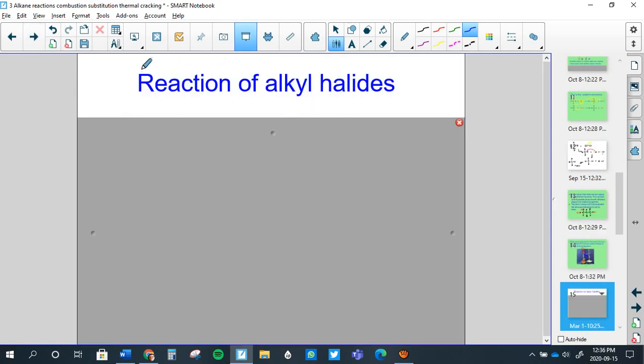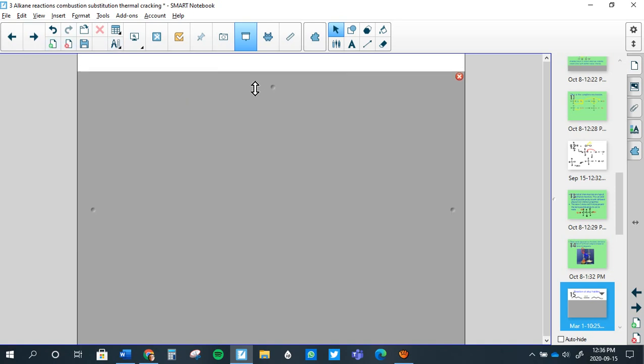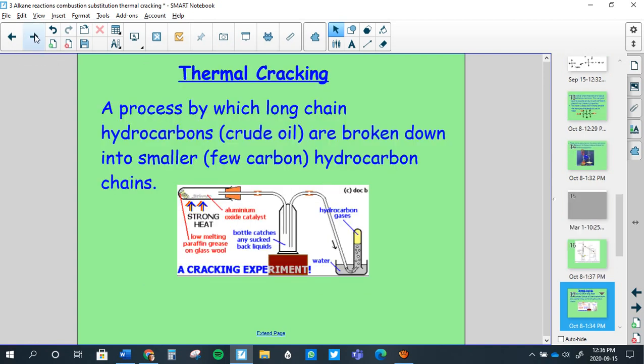I'm going to skip this because we do spend a lot of time on reactions of alkyl halides. Maybe just to show you how it looks, you can have an alkyl halide in the presence of water. It gets substituted and forms an alcohol, right? But that's not the focus for today. Again, another picture showing you fractional distillation. All right, last reaction is thermal cracking.